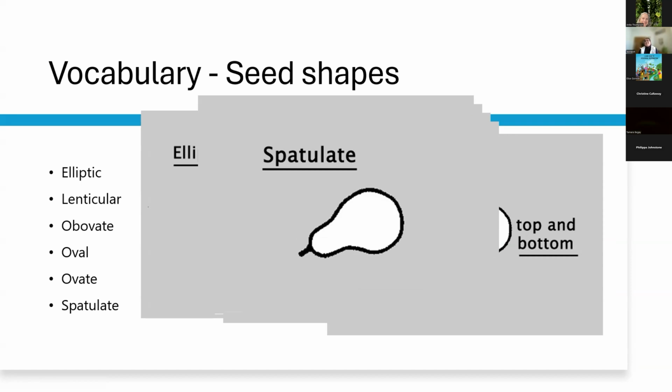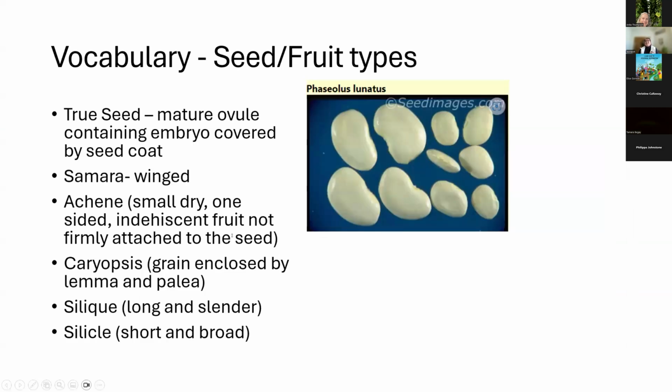And I will eventually, shortly here, get to why this is so important. Now, not only do we look at the seed shape, we also look at the type of the seed. Again, vocabulary terms that we use. Seeds and the fruiting material that they may still be associated with are also very, very helpful for us to separate one type of seed from another.